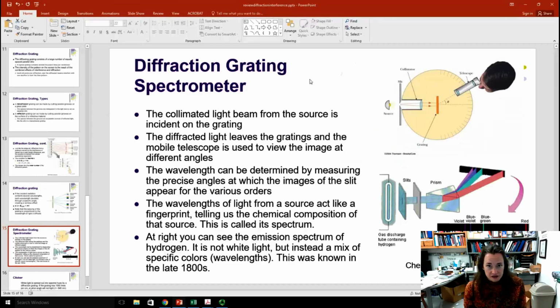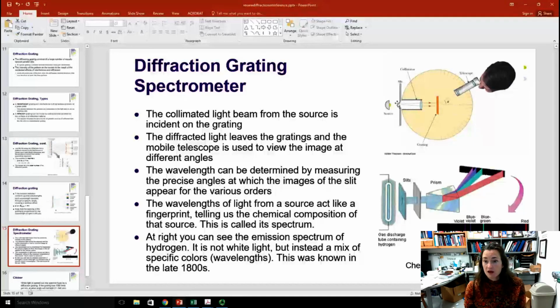You can analyze the light from a source and figure out its chemical composition. And when you use this, any kind of device that you use to do this is called a spectrometer. You can build a spectrometer out of a diffraction grating or a prism. The collimated light beam from the source is incident on the grating in this little schematic right here. So you can see you have some kind of source and it's incident on your slit, and then it's diffracted from that, or your grating.